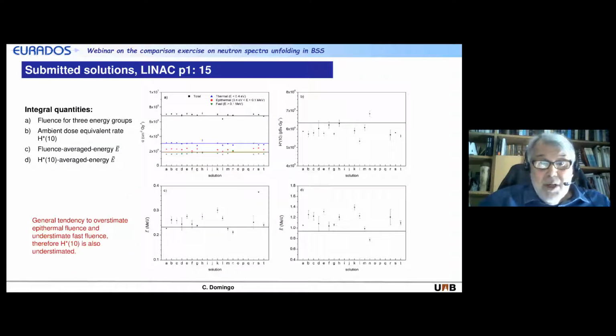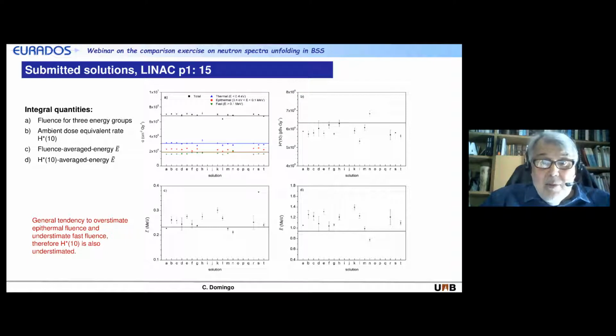Now, another point which is quite significant is that for this point, when we compare the fluence in the different energy groups that the participants were providing, it looks quite similar to the reference values. There are fluctuations, maybe some small differences, but this graph does not look bad.